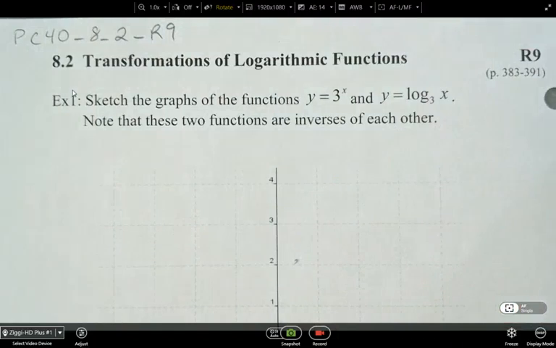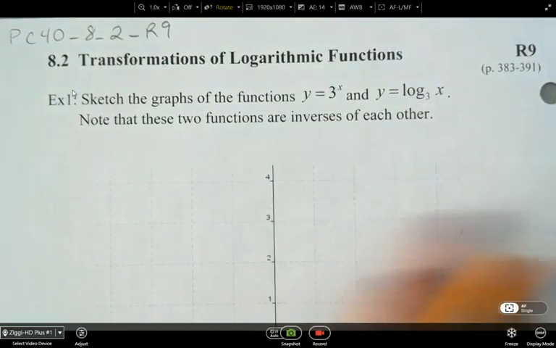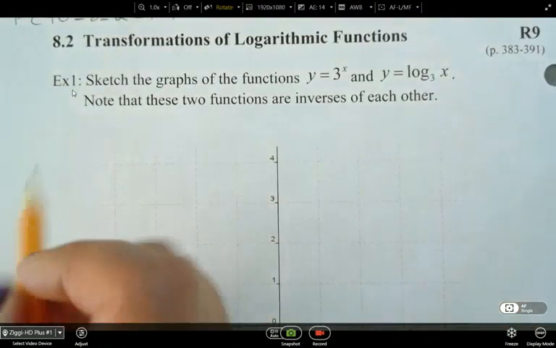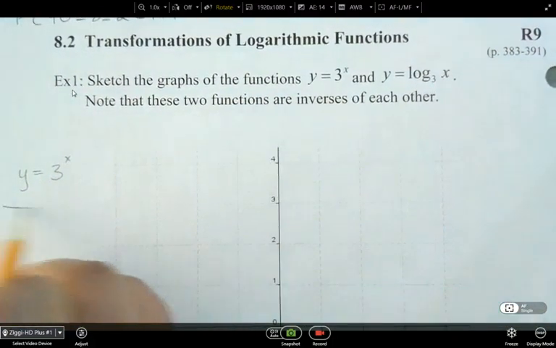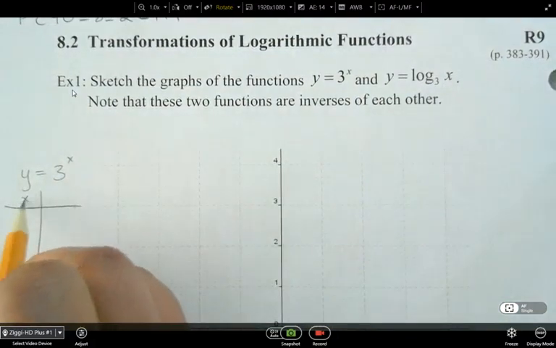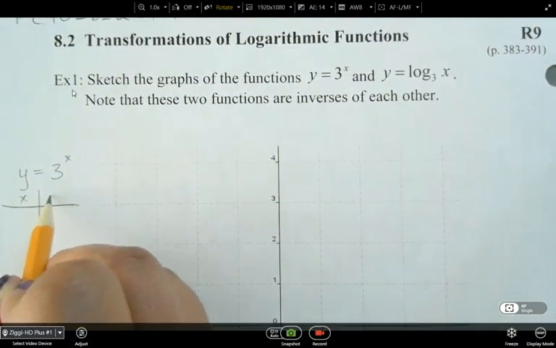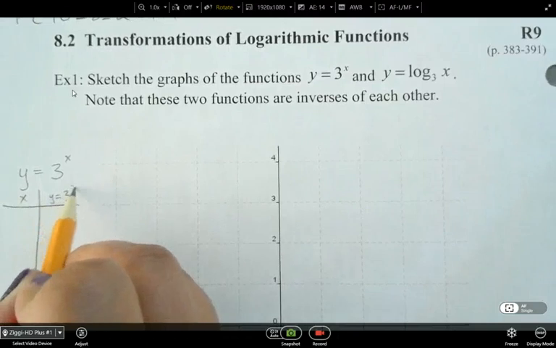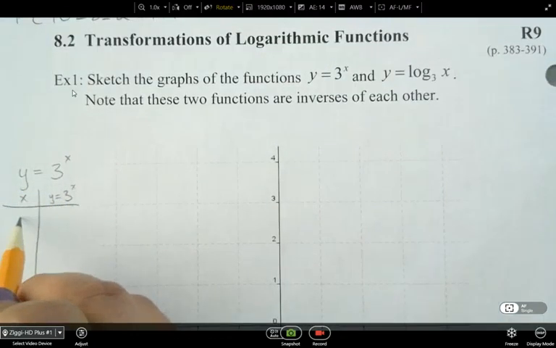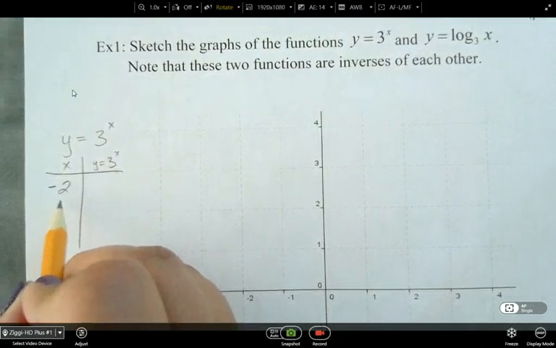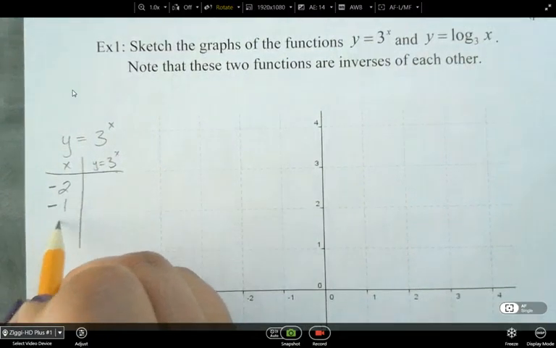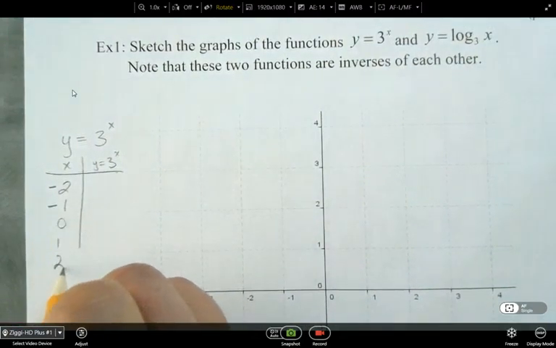So what we're going to do is graph both of these on the same grid and just kind of have a look at what we've got. So if we want to do a quick table of values just so that we can keep our points organized, let's say this is x and this is our y equals 3^x here. So I'm going to choose the points -2, -1, 0, 1, and 2.